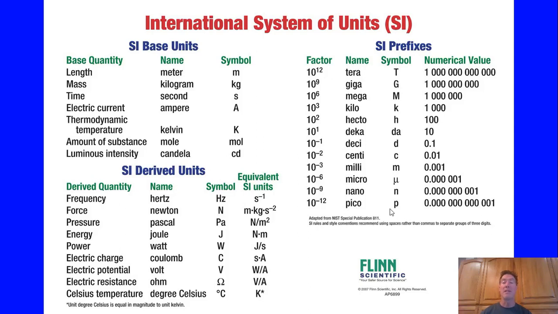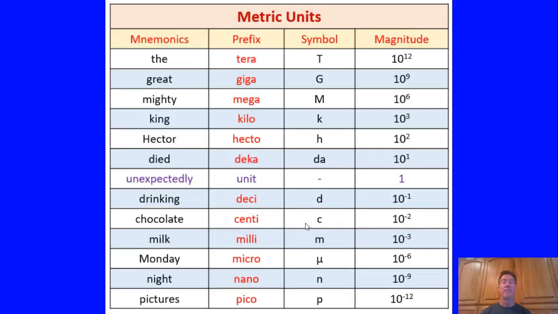Also memorize these symbols. So micro is this weird looking M. Milli is a regular M. Centi is a C. Kilo is a K. Mega is a capital M, and so on. Here is a mnemonic to help you remember this. The great mighty King Hector died unexpectedly drinking chocolate milk at the Monday night pictures.